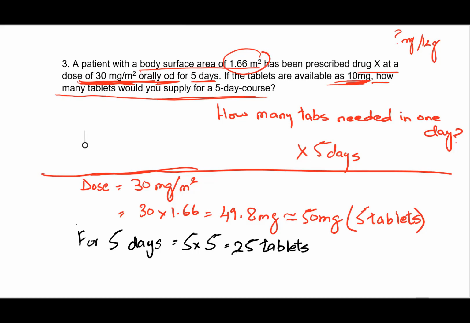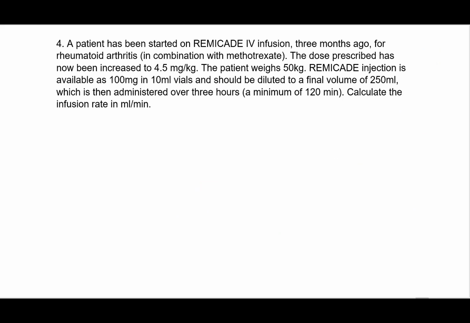So that's the answer. Moving on to question number 4, we have a patient who has been started on Remicade IV infusion 3 months ago for rheumatoid arthritis, and the dose has been increased to now 4.5 milligrams per kg. The patient weight is 50 milligram. The Remicade injection is available as 100 milligrams per 10 ml, and which should be diluted to final volume of 250 ml, which is then administered over 3 hours or 120 minutes.